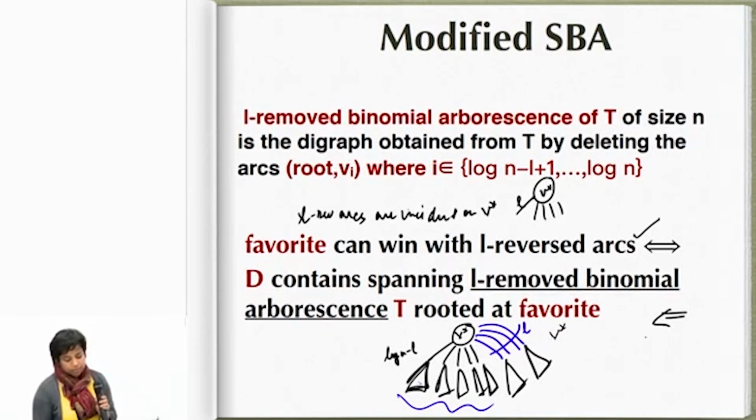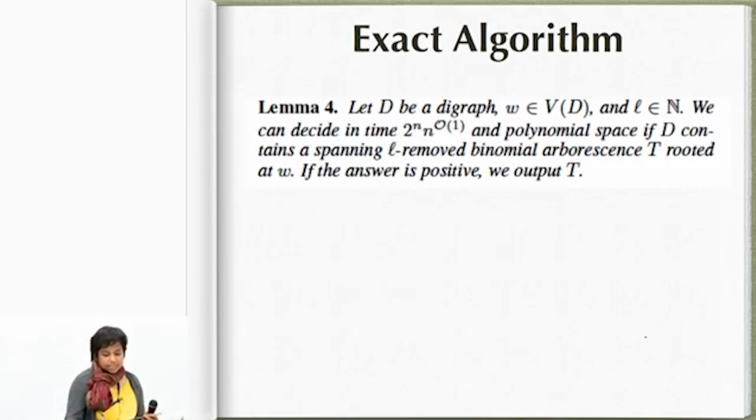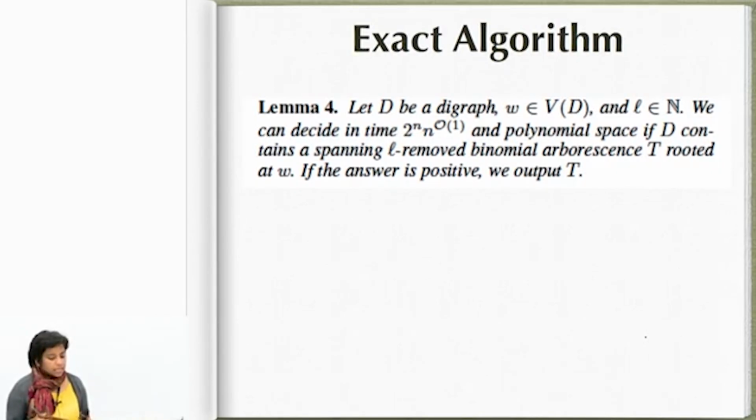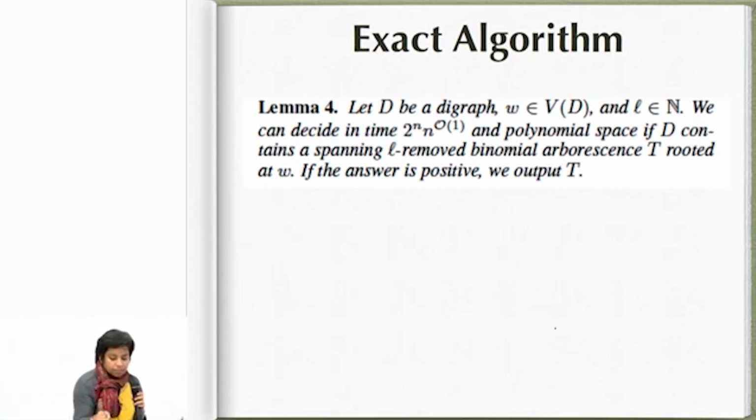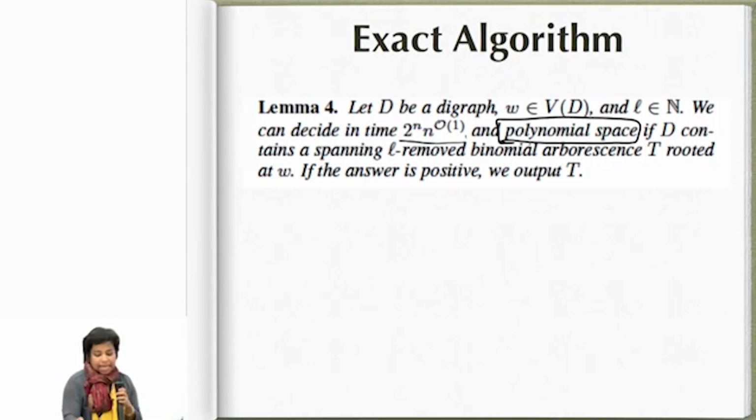So let's just look at this, this is what I am claiming. I'm given a digraph D, and I have this value L and so on. I can decide in this much time, to the power n, and polynomial amount of space, if D contains a spanning L-removed SBA T rooted at V star. If I could do this, then can I answer my question?